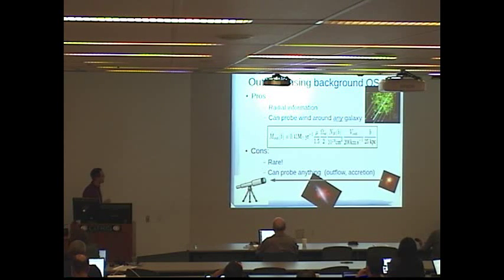The main advantage of background quasars is that I can probe winds, or gas flows, around any galaxy. Two of the problems are listed here. They are rare, so you have to devise strategies to build large samples of galaxy quasar pairs. And the other problem is that you can probe anything else, not just outflows, but maybe also accretion.